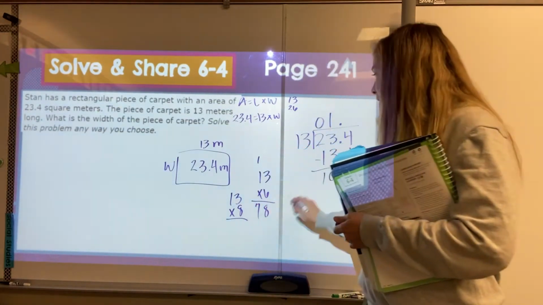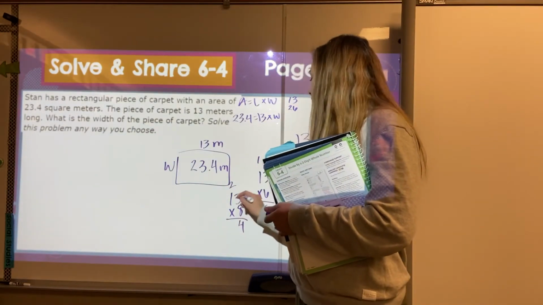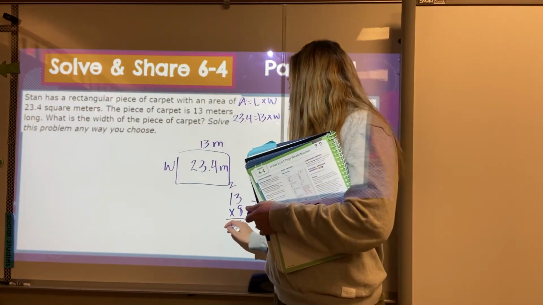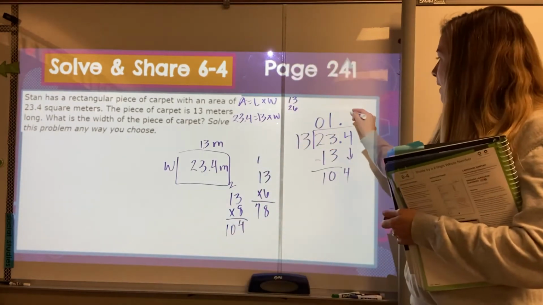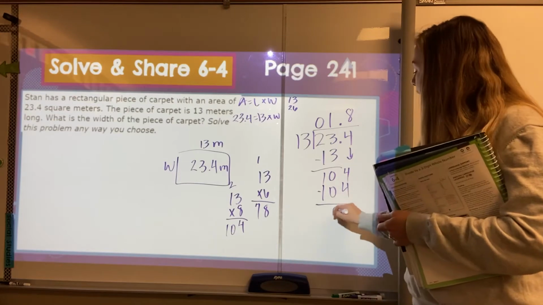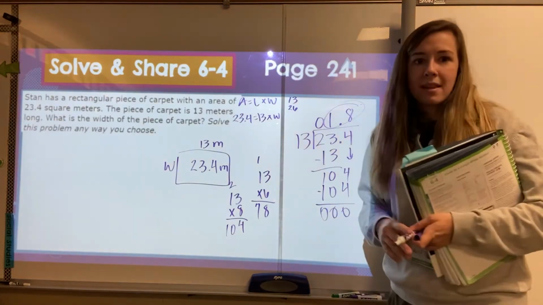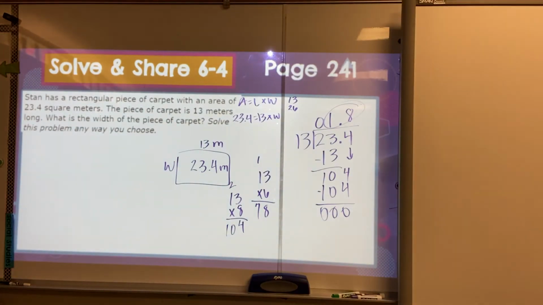So I know 78, that's a lot lower. 8 times 3 is 24. 8 times 1 is 8, plus 2 more is 10. 104, there we go. So our 8 comes up here, our 104 goes down below, and we zero it out. So 1 and 8/10 meters is our width. Alrighty, let's go ahead and practice.